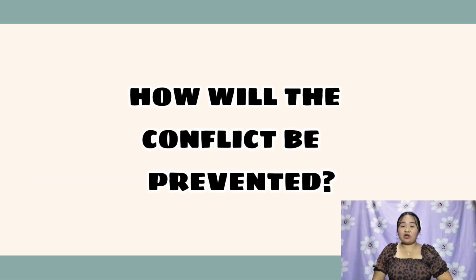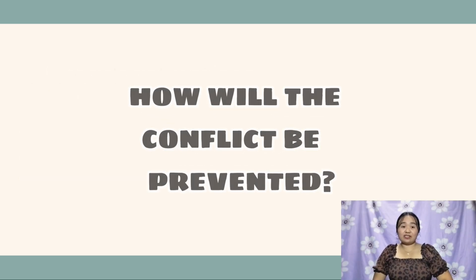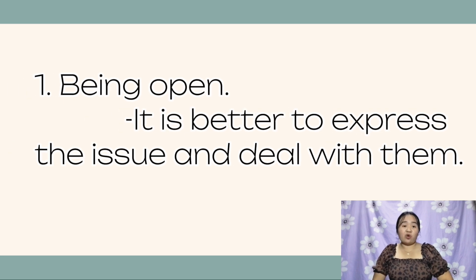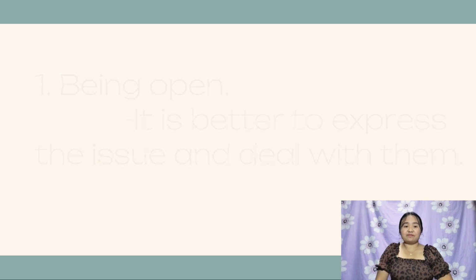So how to prevent a conflict? Now let's discuss the techniques. First, being open. It is better to express the issue and deal with it. Transparency is the key to resolving conflict. By openly discussing issues, you create a space for understanding and finding solutions.